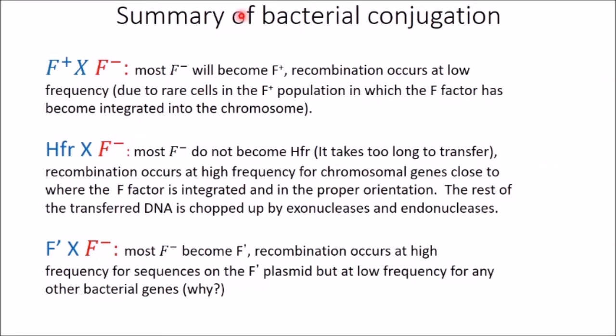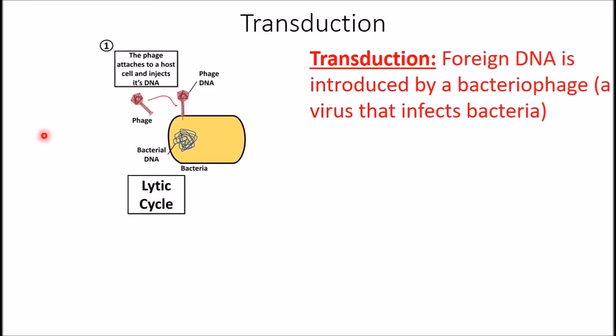But that's bacterial conjugation. The whole reason we went through that is so you can understand the notion of merodiploids and partial diploids and how that can result in bacteria, which are normally just haploid. So we will move on then to transduction.